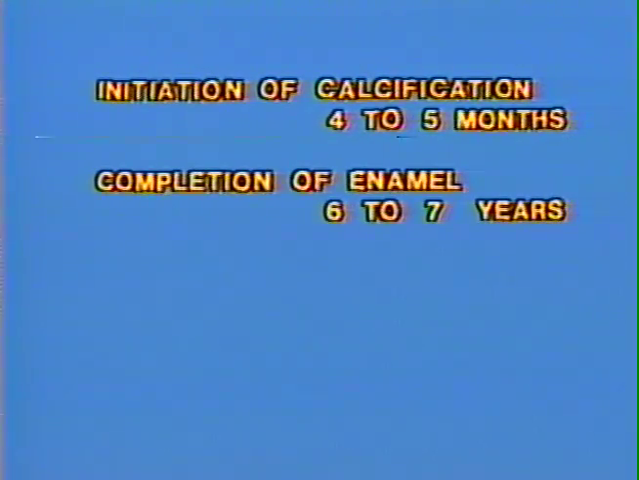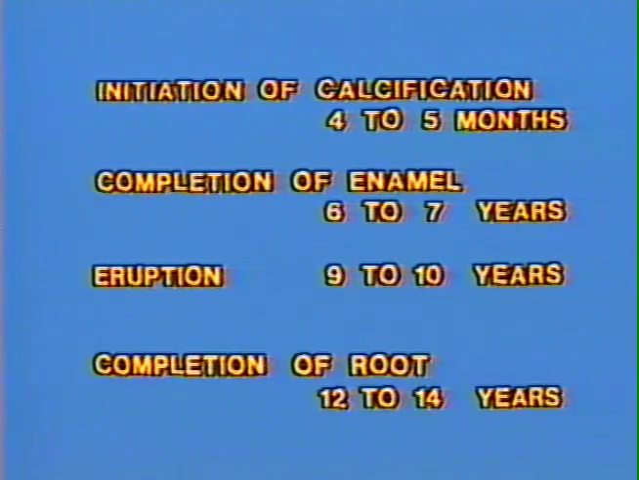Because the maxillary and mandibular canines bear a close resemblance to each other, only a direct comparison will be made with the maxillary canine. The first evidence of calcification of these teeth is between 4 and 5 months. The enamel layer is completed between the 6th and 7th year, with eruption usually occurring between years 9 and 10. Root formation is completed between the 12th and 14th years. As in the case of the maxillary canine, the mandibular canine is the most stable tooth in the mandibular dental arch.